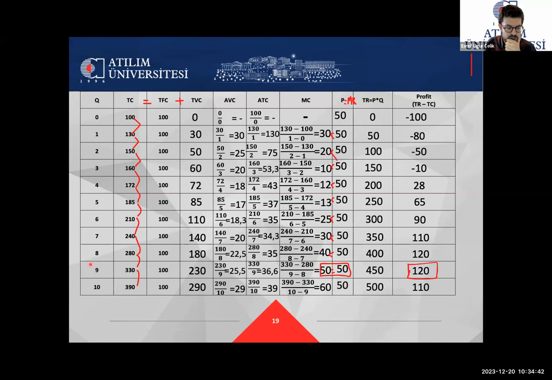So the quantity is 9. When the quantity is 9, we produce at that level, because the condition marginal cost equal to marginal revenue occurs at that level.